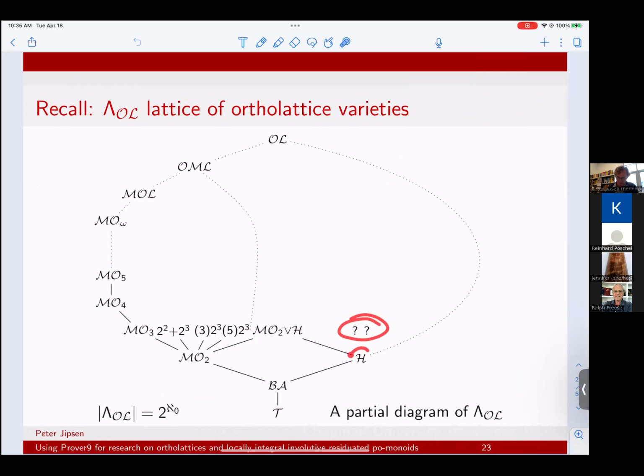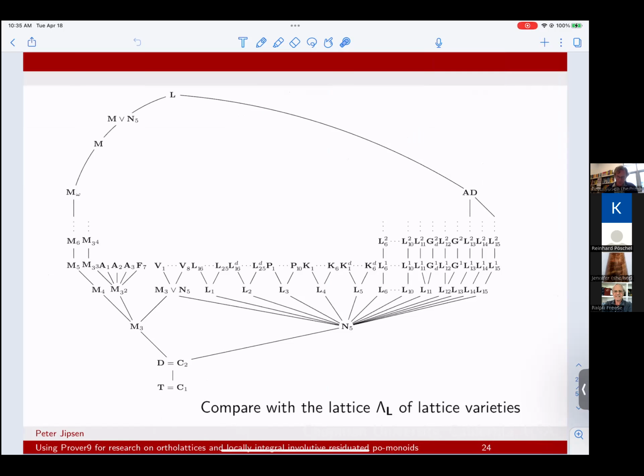We figured out an equational basis for H, namely Mackenzie's. Ralph Mackenzie's basis for the pentagon is an equational basis for H. But what about the covers of H? In comparison to lattice varieties, a lot is known about the covers of N5. So maybe we should investigate the story for ortholattices.